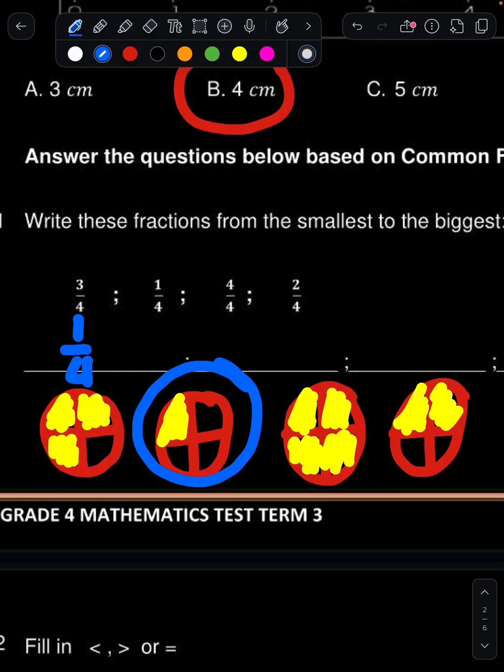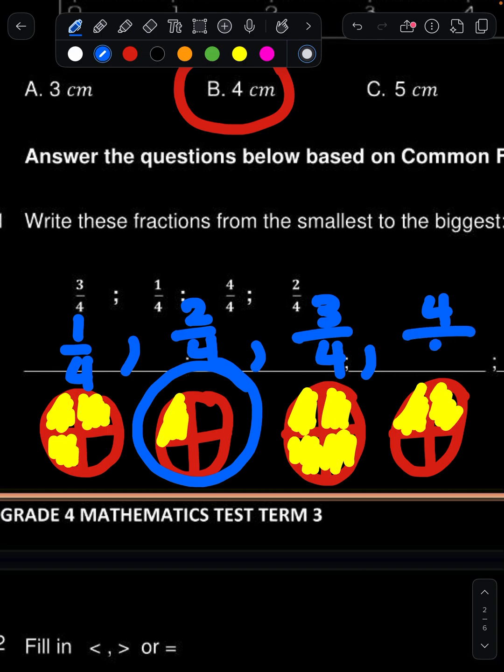So it's 1/4. Then what is next? It's going to be 2/4, so 2 pieces of cake. Then next is going to be 3 pieces of cake. And lastly, it's going to be 4 pieces of cake. So you don't have to draw these images, but sometimes it helps me to think of it like that.